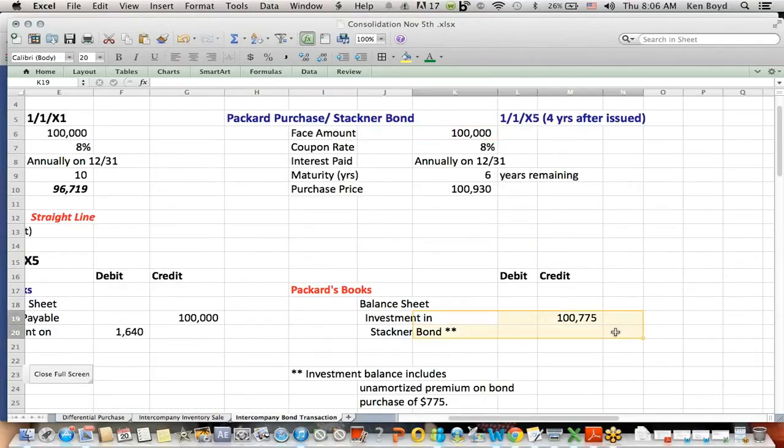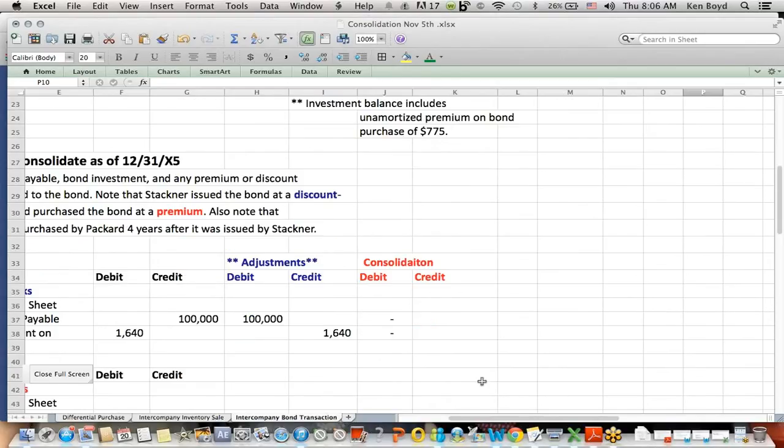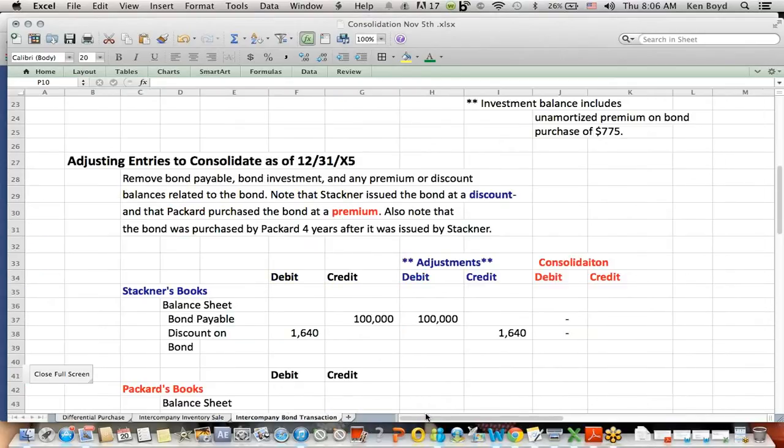That's going to be listed, and you're also going to have added to that the unamortized amount of the premium, $775. That gets added together in the investment. So in other words, the investor puts that bond on their books at the $100,000 face plus $775 unamortized premium. And I say that down here. So how do I consolidate? How do I unwind this transaction?